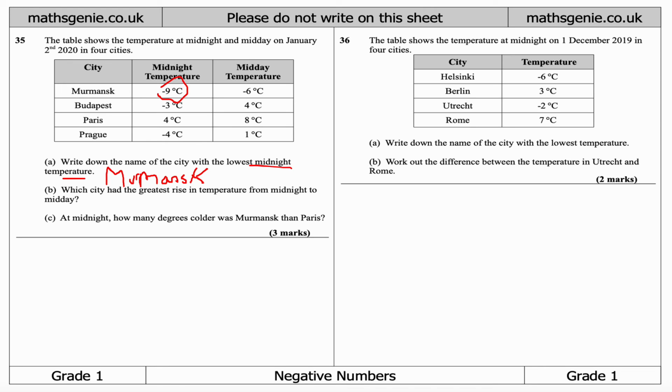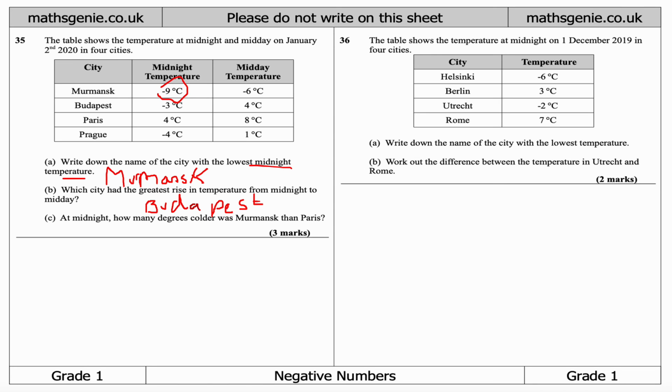Which city had the greatest rise in temperature from midnight to midday? So that'll be Budapest, because that's going from -3 to 4, so it's jumping 7 degrees. There is no other difference that is bigger than the 7 degree jump, so we got Budapest for that one. Sorry about my handwriting, guys, hopefully you can read it. I should delete that A and rewrite it again.